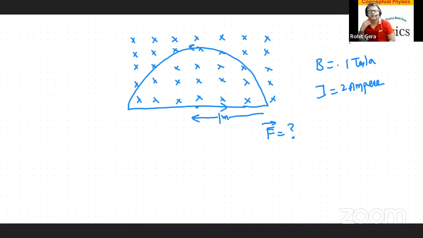The current direction is given to you. Theta is always the angle between the B and L. If they are perpendicular then there is no problem at all.